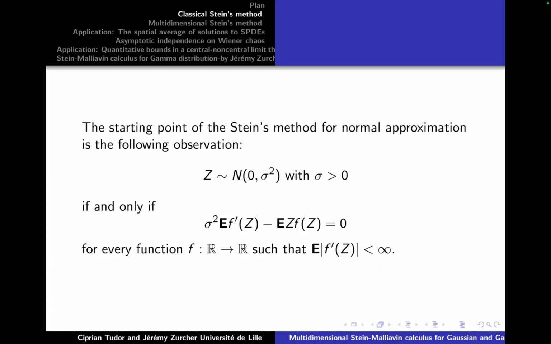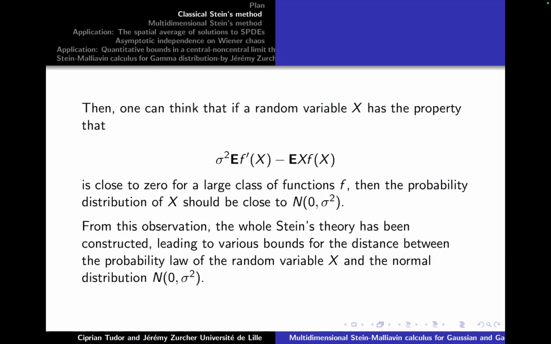Well, so what is the idea of this method? Now you have another random variable X, which is not Gaussian in principle. And you have this quantity, σ² E[f'(X)] − E[X f(X)]. Remember that this is zero if X is Gaussian. But we can think that if, for a given X, this quantity is close to zero, then the intuition tells us that the distribution of X should be close to the Gaussian distribution.